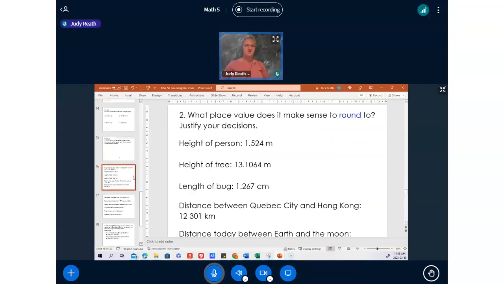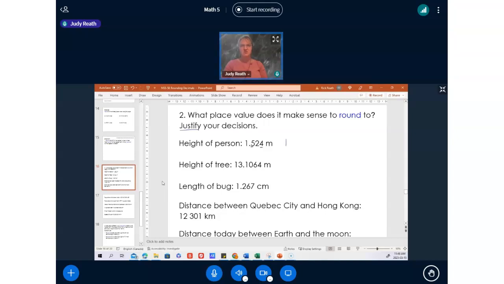And just to end off here, just thinking about what place value does it make sense to round to, and justify your decision. So if they ask you questions like this, there's not really a right or wrong answer, because it really depends on the situation. If you're calculating the height of a person and you need it to be exactly precise, then you might want to go to the thousandth place. But generally, when we're talking about how tall someone is, we don't go further than the tenths place.